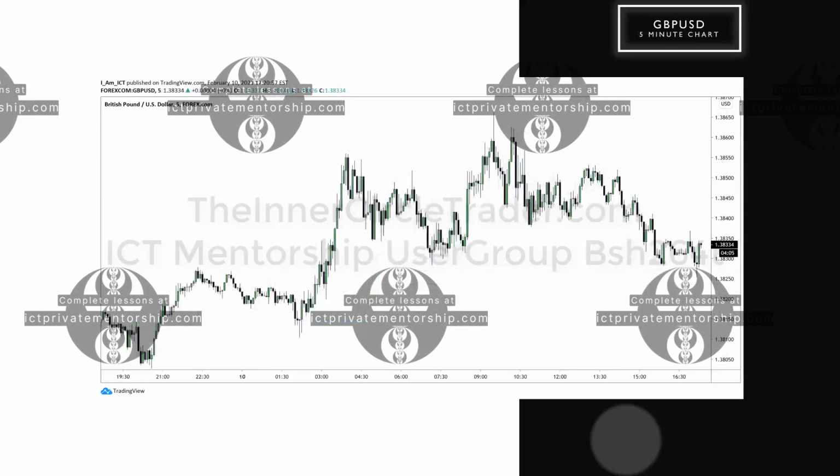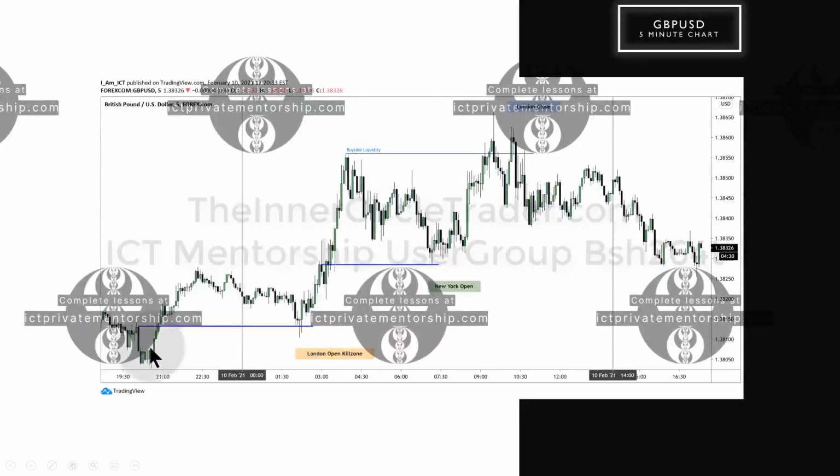5-minute chart on British pound. London open. Optimal trade entry here. Small little imbalance order block. These two consecutive down close candles are the order block. The lowest, most down close candle and any previous down close candles that are consecutive, that makes the entire order block.